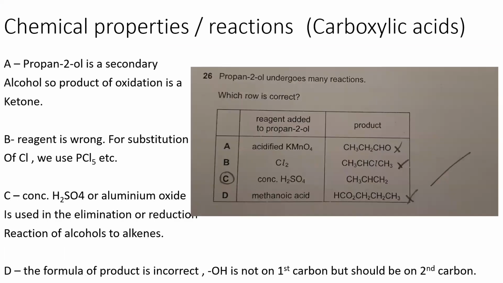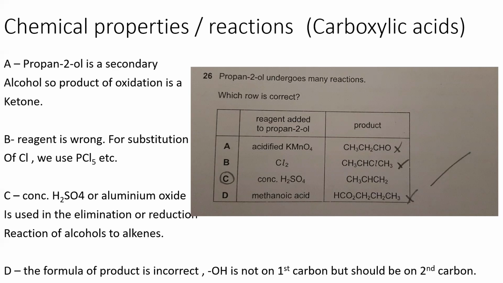Okay, let's talk about this one. So propan-2-ol undergoes many reactions. Which row is correct? So reagent added to propan-2-ol. So acidified KMnO4. So what is acidified KMnO4 used for? KMnO4 is an oxidizing agent. So this is an oxidation reaction. So if you add an oxidizing agent to a secondary alcohol, propan-2-ol is a secondary alcohol. Draw the structure, you'll understand. What will you produce? You'll produce a ketone, not an aldehyde. An aldehyde is produced by primary alcohols.